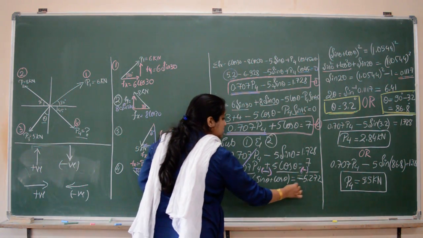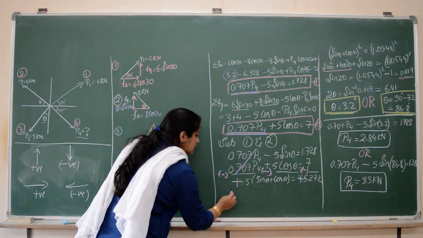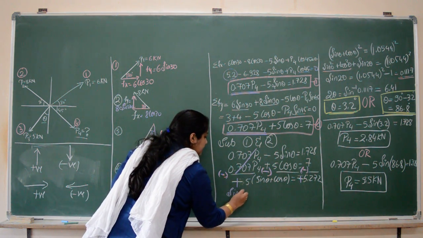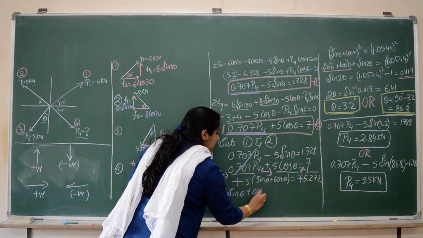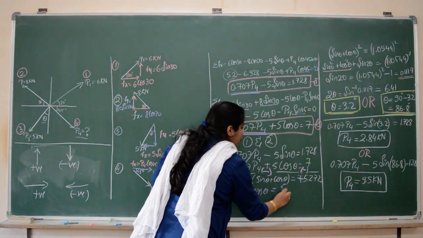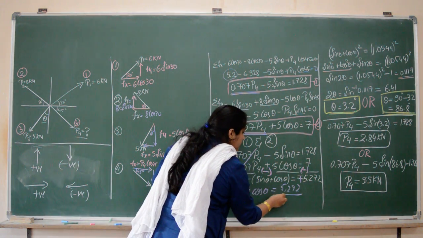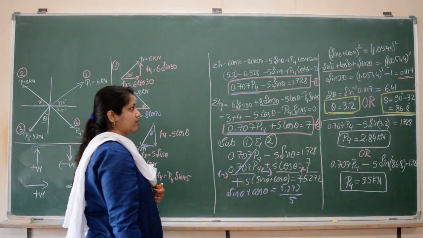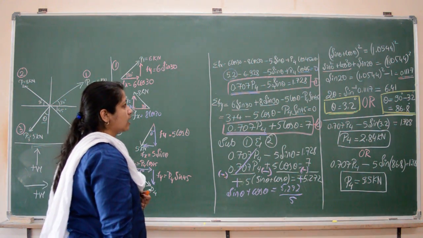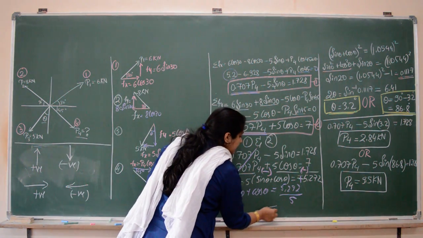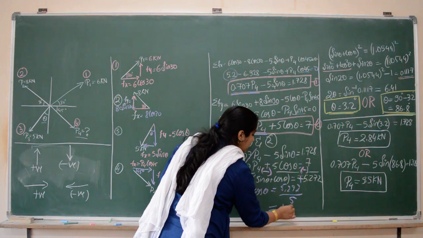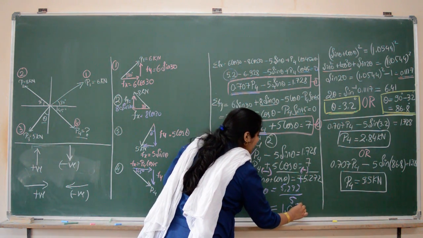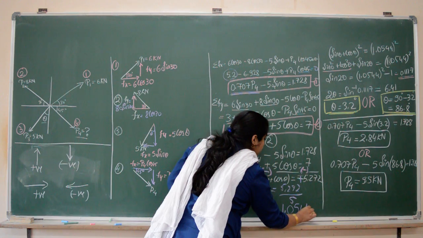Therefore, minus and minus becomes plus here. Then sin theta plus cos theta equals 5.272 divided by 5. Okay? Then this answer you will be getting as 1.0544.